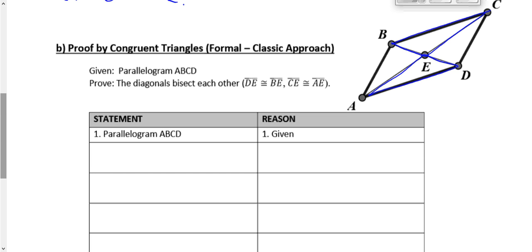Okay, think about the last thing we did. What's this parallelogram, right? What's what we want to prove? Why would they be congruent? We're trying to prove they bisect each other. So we can't use the fact that they bisect each other to prove that. So that's what's called circular reasoning, right? So we can't do that.